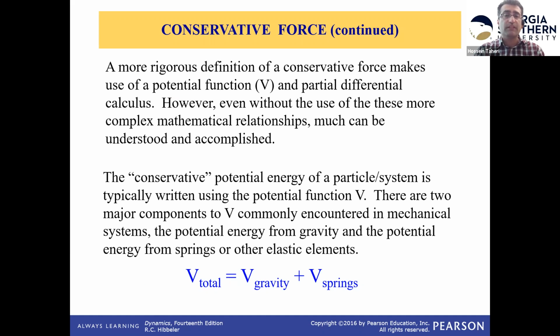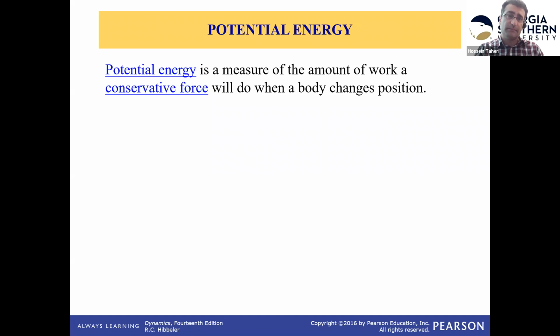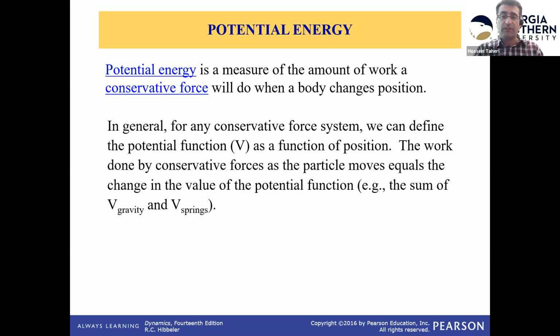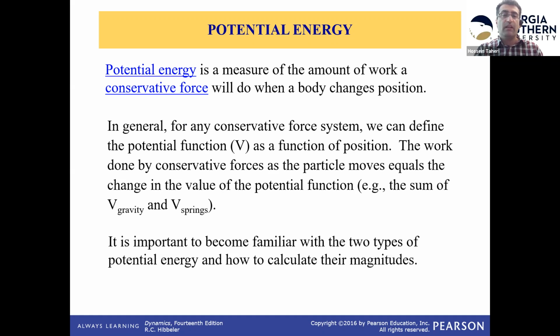Now we are talking about the conservative potential energy of the particle. We can write it in terms of potential functions, and we can say that the total potential function for a conservative force is composed of two major sections. One comes from gravity and the other comes from the spring characteristics of the system. Both can influence the potential energy of a particle. The potential energy is the measure of the work that a conservative force will do on a body when it changes position. Then, as we just said, we can divide it into two major sections: the potential energy from gravity and the potential energy from the spring.